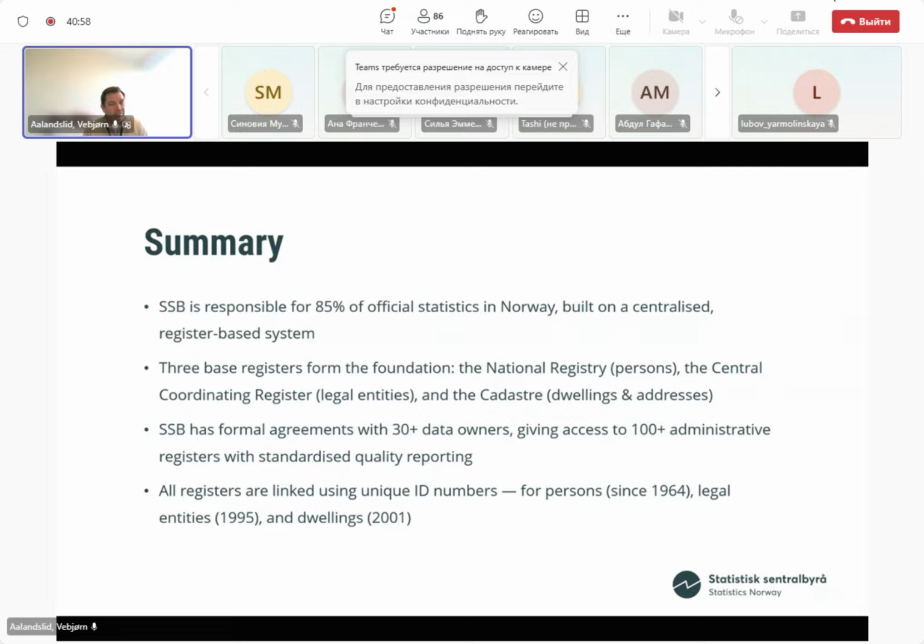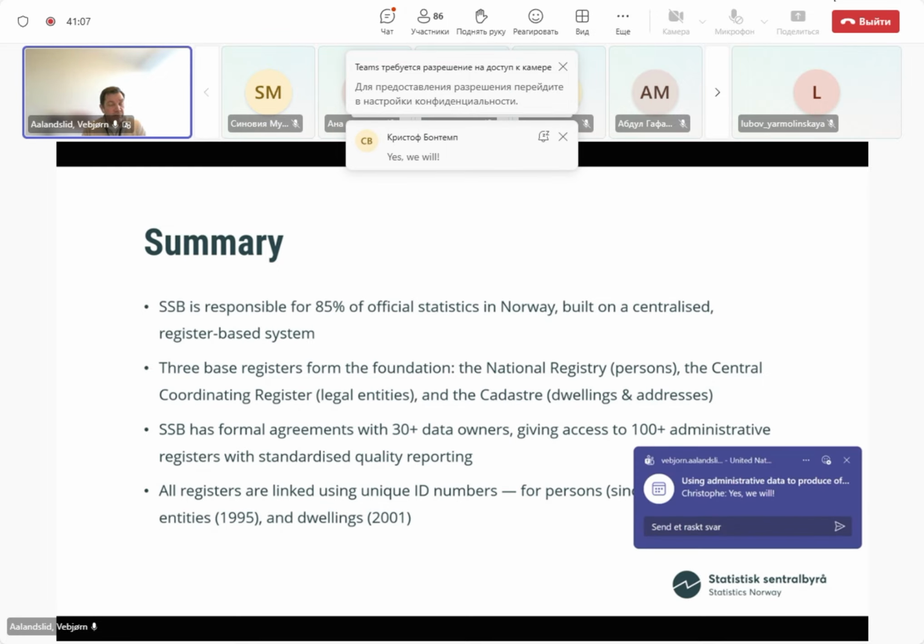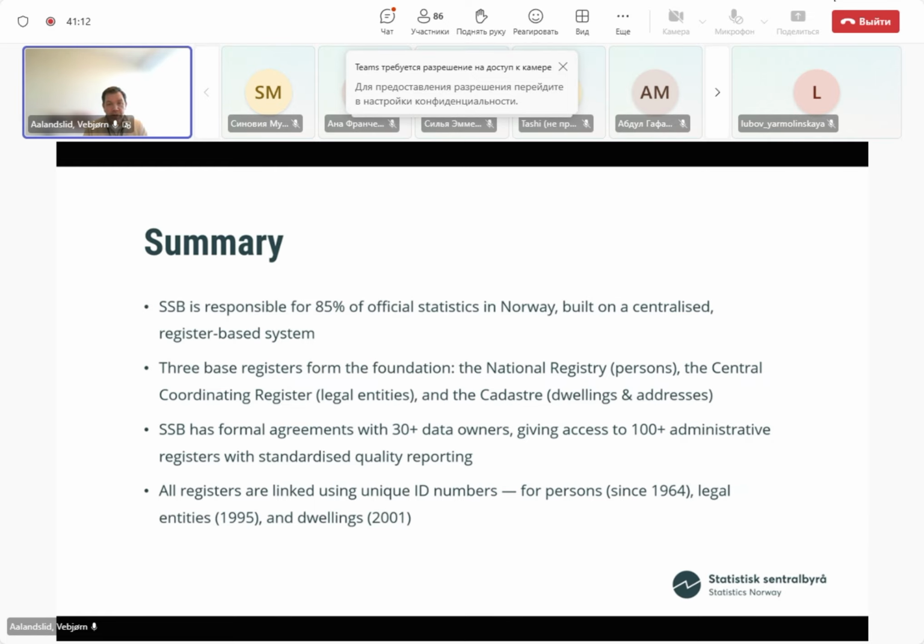This is not a system that is easily replicable, but I think there are still elements of this that can be used in your national context, and where going through the course, you will get a lot of input in how you can use different data to produce official statistics, and how a country can move, as we have done, from relying more or less 100% on the traditional censuses and the traditional surveys to more and more start using administrative registers.